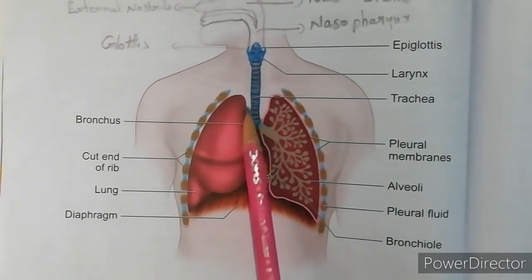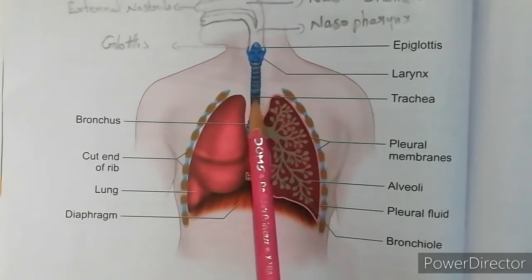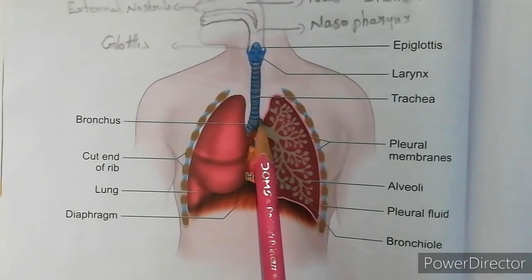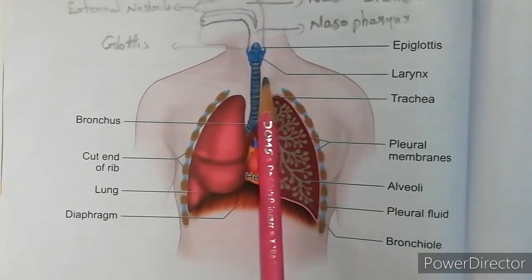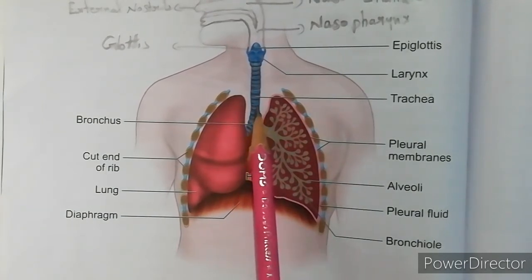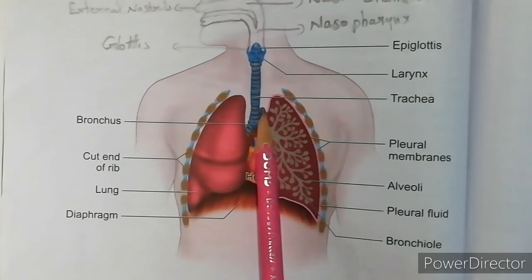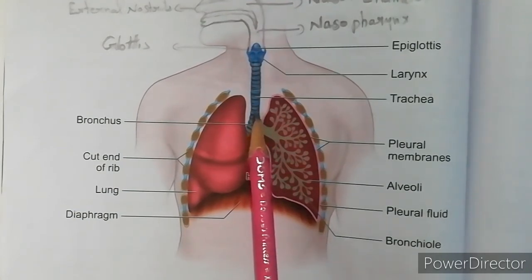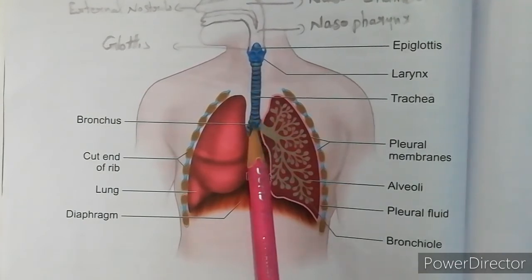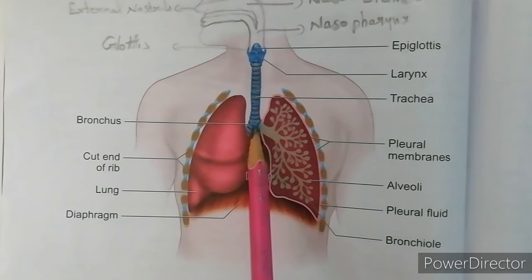Can you watch this tracheal tube? The tracheal tube is enclosed with ring-shaped structures, known as cartilage rings. These cartilage rings are covering the tracheal tube. Because of the cartilaginous rings, the tracheal tube is protected. Moreover, they keep the trachea open at all times. Have you got? Then the trachea is going to divide into bronchi or bronchus.